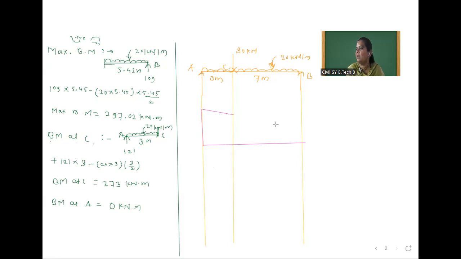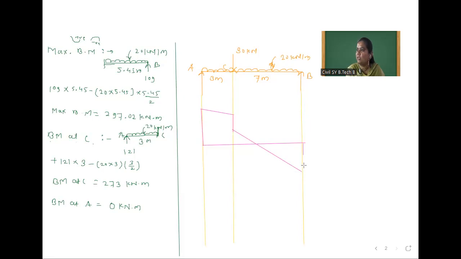Why have I drawn an inclined line? Anyone please? UDL. Okay, UDL. That's why. After this point load, shear force is how much? 31. Okay, so plus 31. That means it will come here up to this point. After that, shear force at B, but before RB, that is minus 109. So now our shear force diagram will go below baseline, minus 109, and shear force at B is 109.